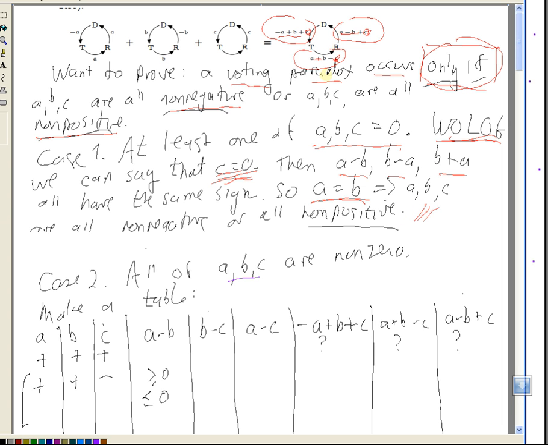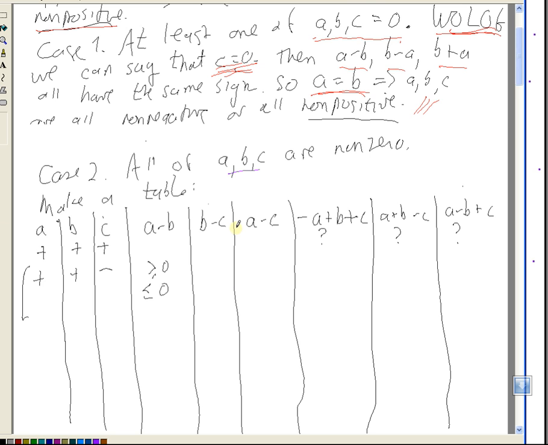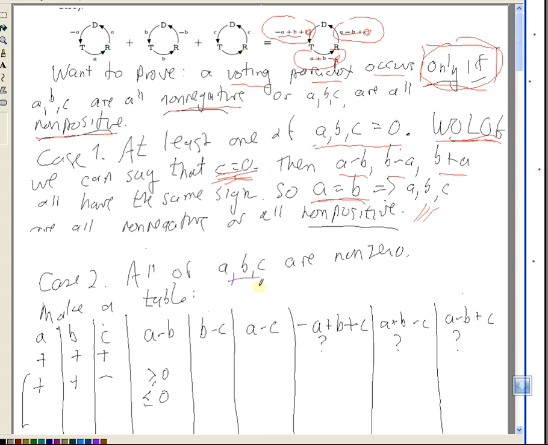Okay, so now we can assume that all three are non-zero. And that makes the proof a little bit easier to get a hold of. So in this case, what you can do is simply make a table of all possibilities. For instance, it's possible that all three are positive. Now, if all three are positive, then what about the signs of these numbers here? I kind of junked it up here.